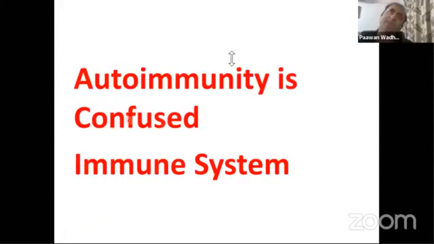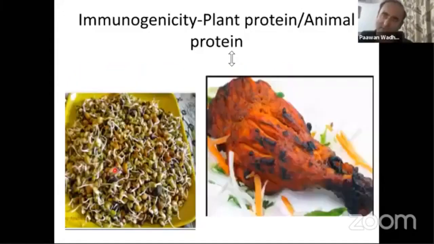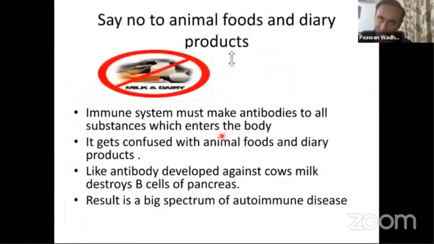Autoimmune diabetes is the confusion of the immune system. If you stop non-veg, the immune system will not be confused. It will work automatically. So, say no to animal foods and dairy products. The immune system must make antibodies to all substances which enter the body. It gets confused with animal foods and dairy products. For example, antibodies develop against cow's milk and destroy beta cells of the pancreas. This results in a big spectrum of autoimmune type diabetes.